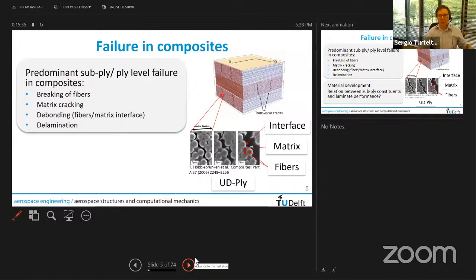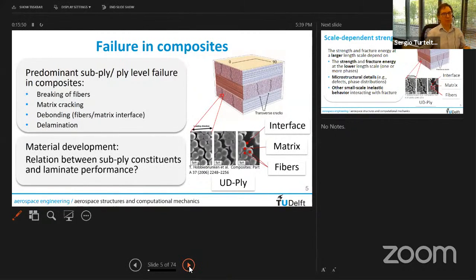In any case, what is interesting in terms of why we want to analyze this is that when we develop a new composite material, we would like to find the relation between the individual components and the performance of the laminate. So for issues of material development, we would like to find out what is the relation between the sub-ply constituents and the performance of a laminate. So how do we do that, and what is important in this context?